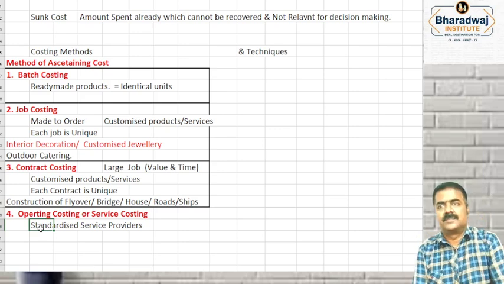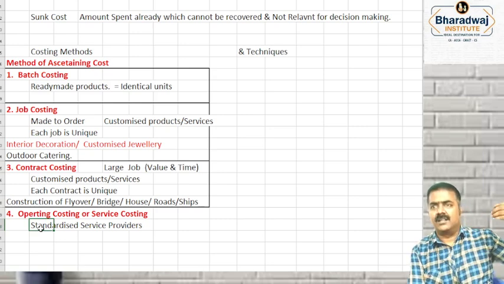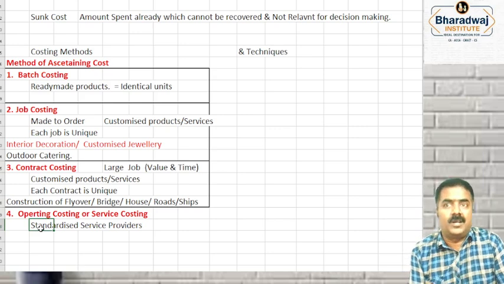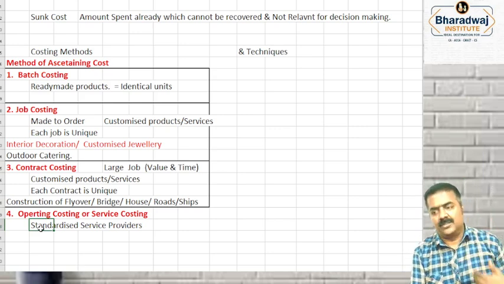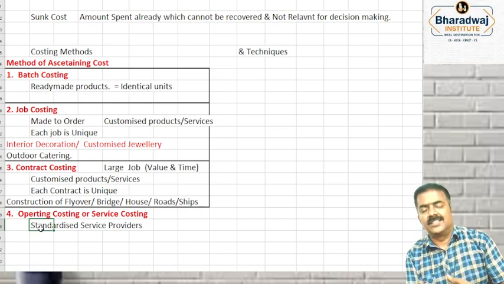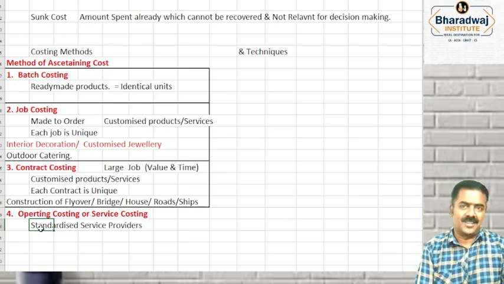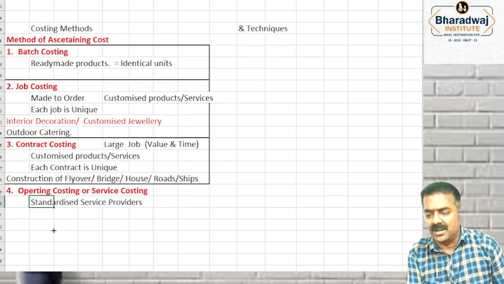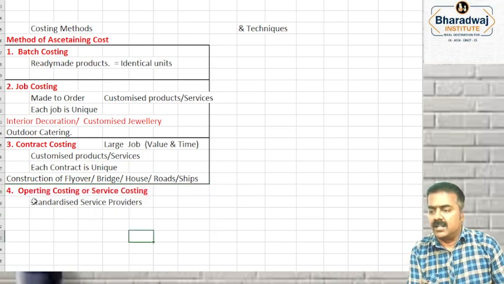This coaching class. Operating or service costing. Do you decide or the service provider decides timing, starting, ending? So wherever the service providers, it's like ready-made services. You cannot use the ready-made services word. That's why we use the word what? Standardized service providers follow which method? Operating costing or which method?